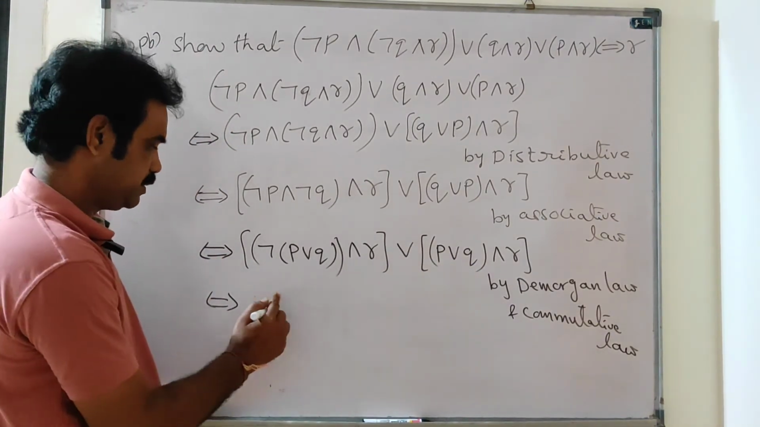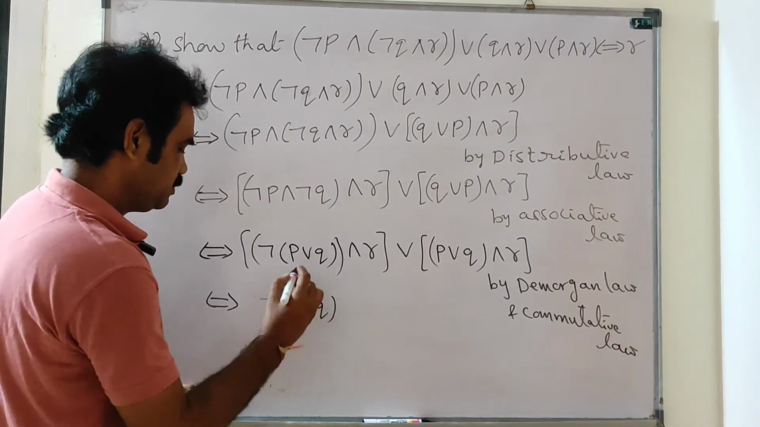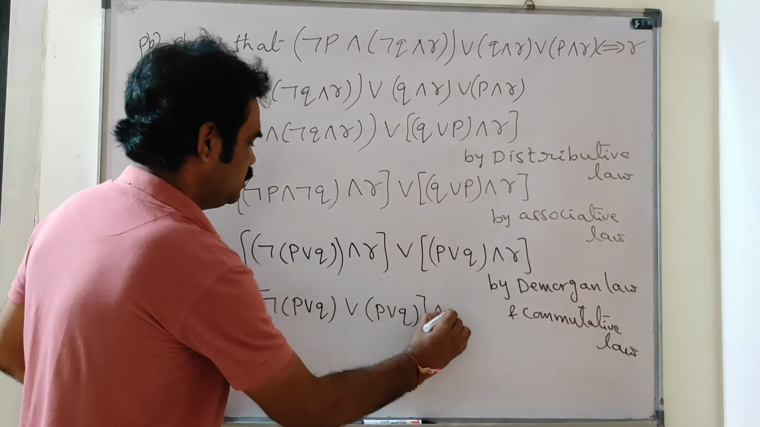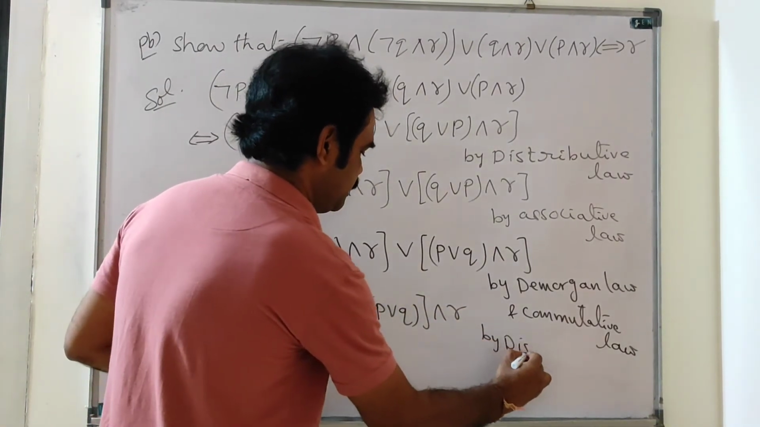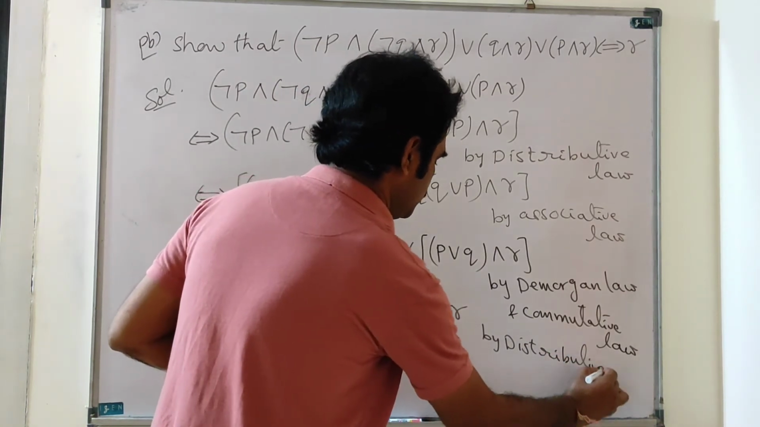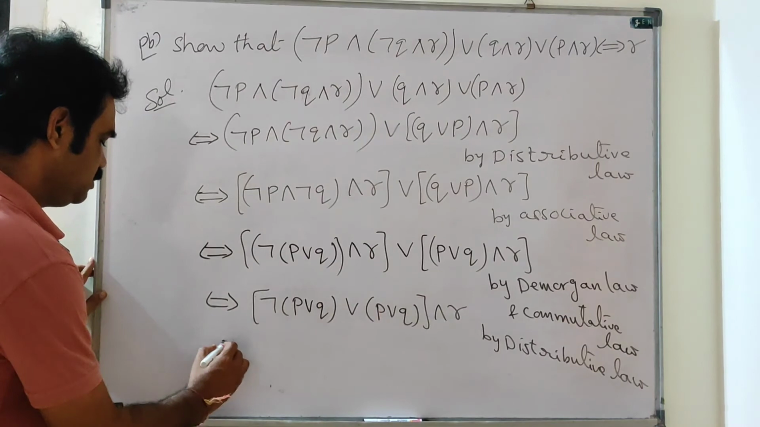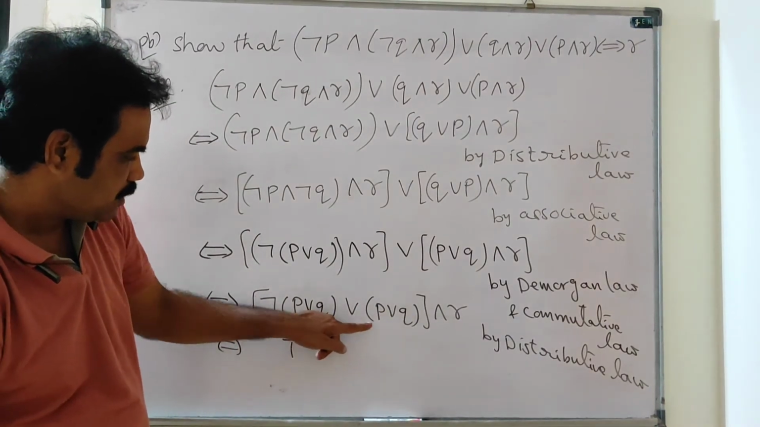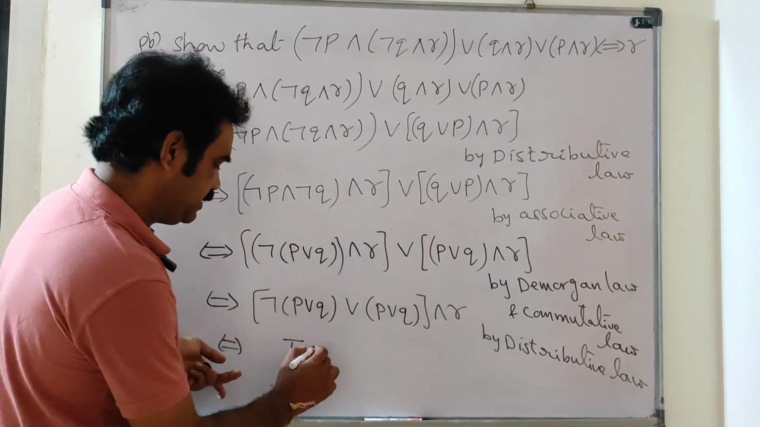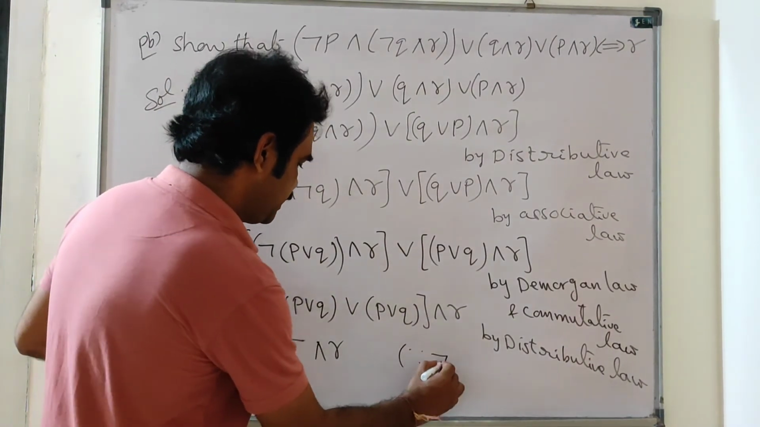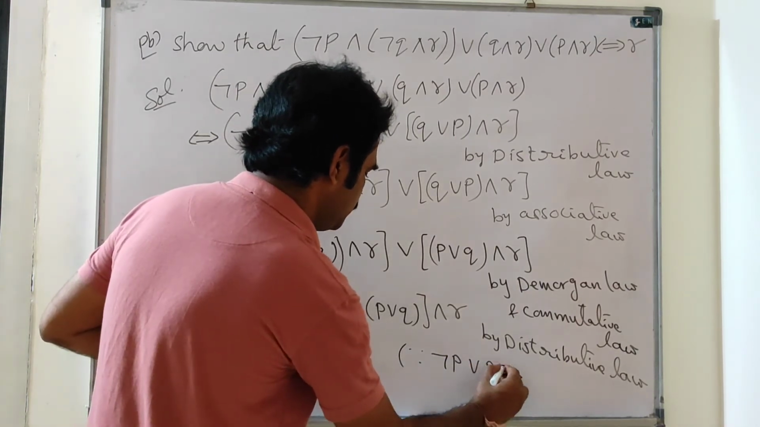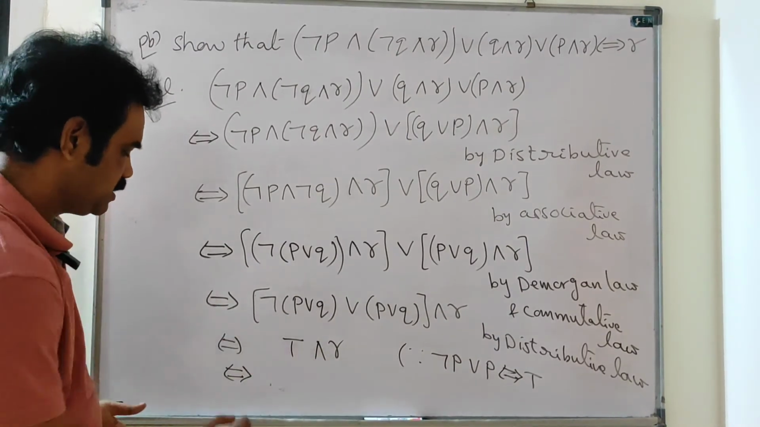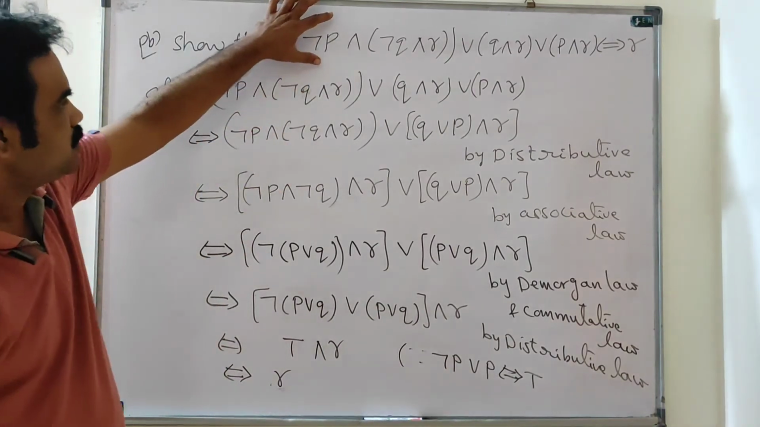Again by distributive law, negation of P or Q, or P or Q, and R. You know that negation P or P is equivalent to T. Negation of P or Q or P or Q is equivalent to T, and R. Since negation P or P is equivalent to T, meaning tautology, this is equivalent to T and R, which is equivalent to R. Okay, let's show that this is equivalent to R.